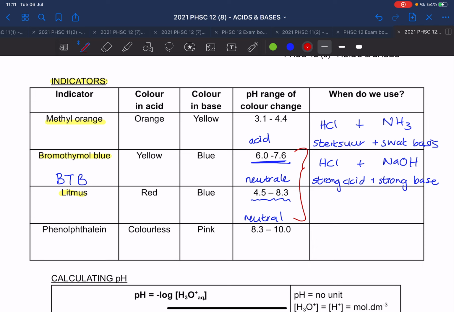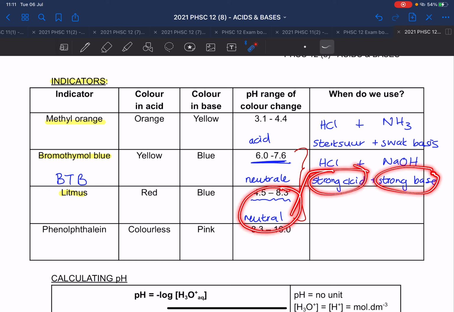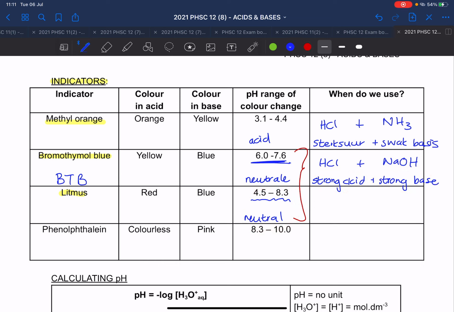Okay, so, litmus paper is not that accurate, so it has a wider range. But they both work for the same thing. Okay, so a neutral solution at the end. So jy kan vir lakmoespapier, you can also have a strong acid and a strong base. Or you can have a weak acid with a weak base. A swak suur with a swak basis. Can I get an example of a weak acid? Ja.